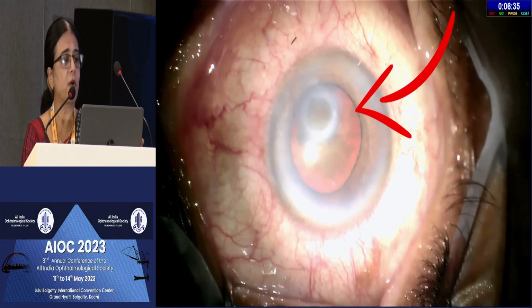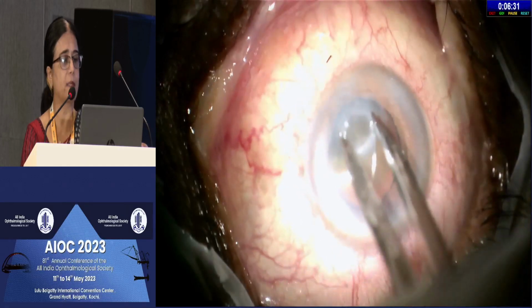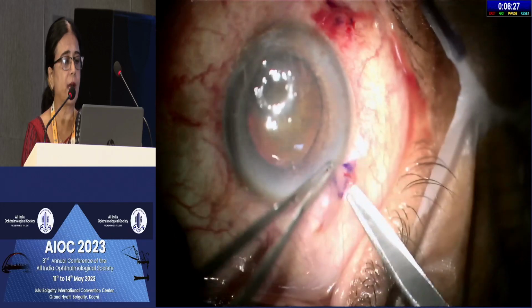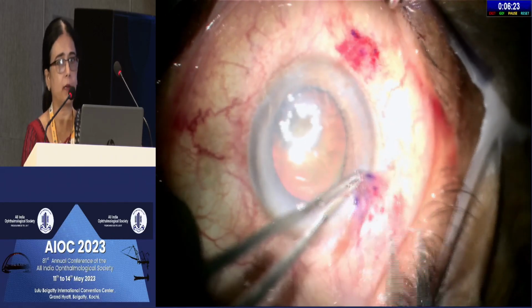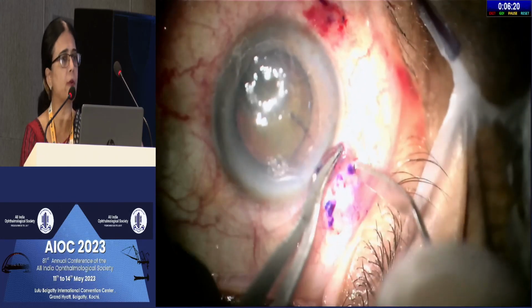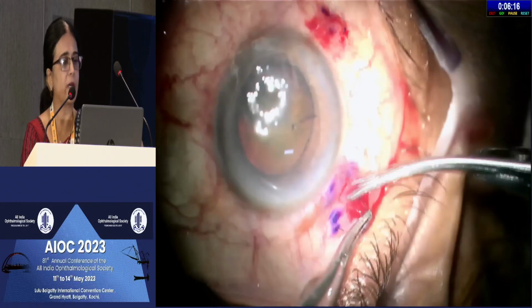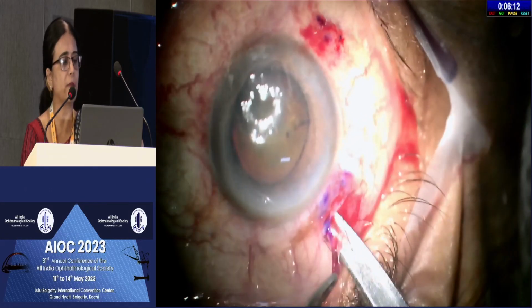So this is a small video of Tenon's patch graft which is being done for this impending perforation of about 3 millimeter in this patient. The tissue is harvested, the Tenon's is harvested preferably from 2 millimeter away from the limbus in the superotemporal or the superonasal quadrant. It is good to measure the size of the perforation, and the Tenon's patch should be slightly oversized in comparison to the perforation.